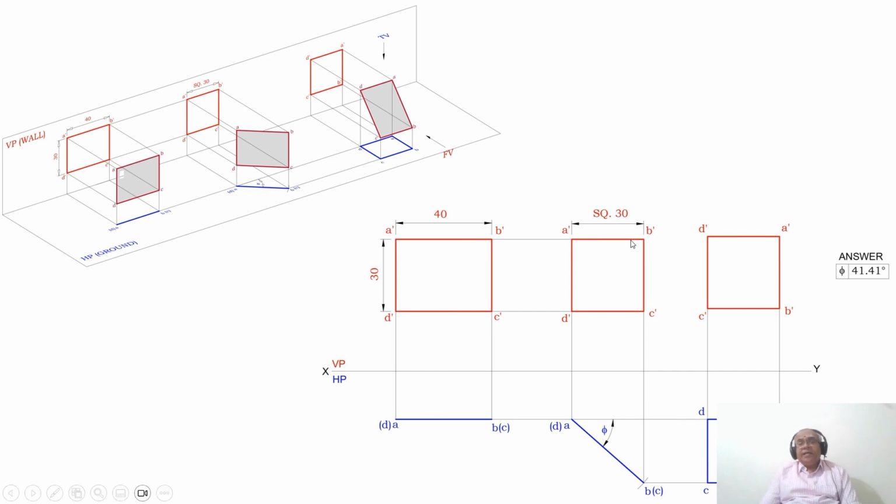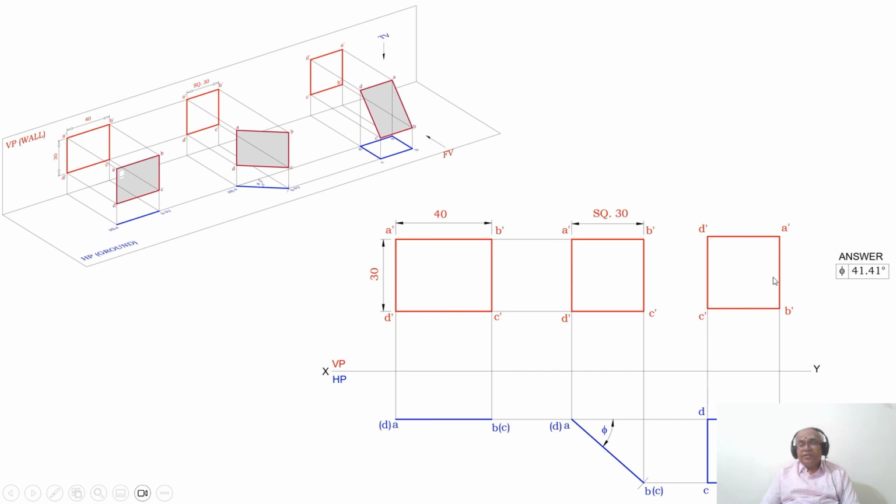Here A dash B dash is parallel to HP, so you make it perpendicular. Either you can rotate it in the counterclockwise direction or in the clockwise direction. Normally we take it in clockwise. So you are redrawing the same square of 30 mm by rotating it by an angle of 90 degrees. What happens? The horizontal line has to become vertical. A dash B dash is horizontal here, so that is going to become vertical. Then complete the square with C dash D dash.